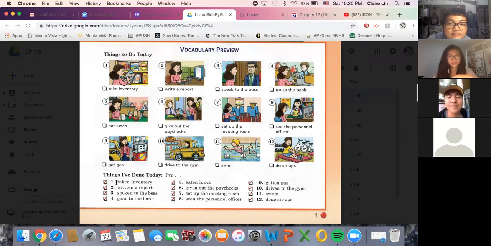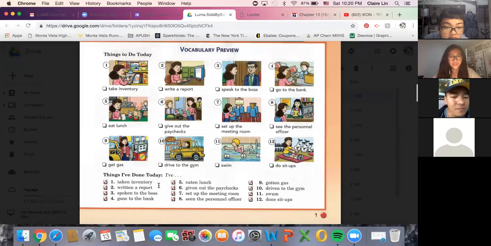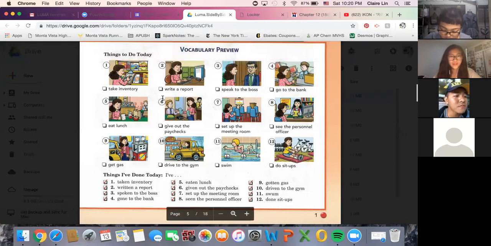Yeah, so it just adds an N to it. For this number 1, it says take inventory. And then over here, it's taken inventory because she already did it. And then write a report, written a report. So the past participle of write is written, which is just adding an N to the end because it's already done.